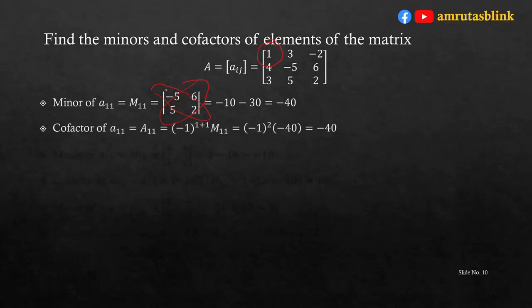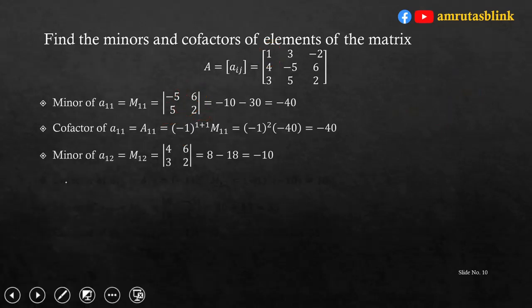And how to calculate the cofactor of that element is, we need to multiply the minor by minus 1 raised to i plus j. Now, here for the first row first element, i is equal to 1 and j is also equal to 1. Hence, the cofactor of A11 is equal to minus 1 raised to 1 plus 1 into M11, that is minus 1 raised to 2 into minus 40. So, it is minus 40.